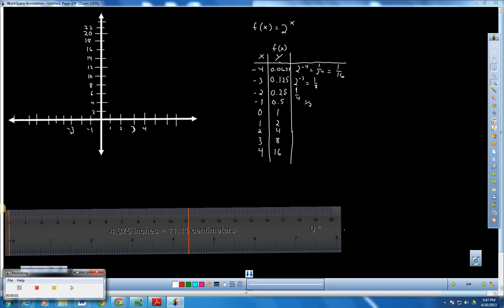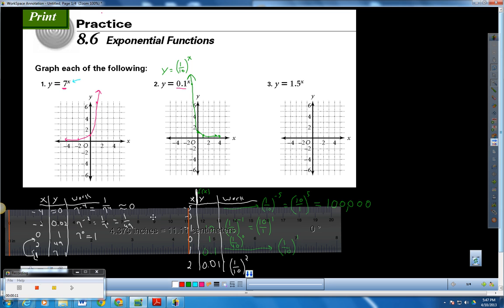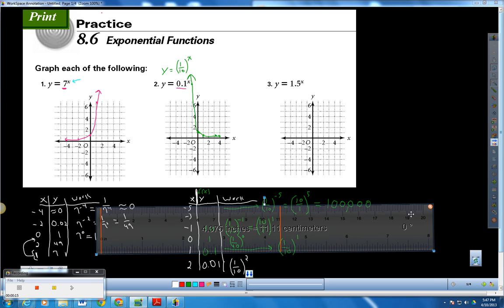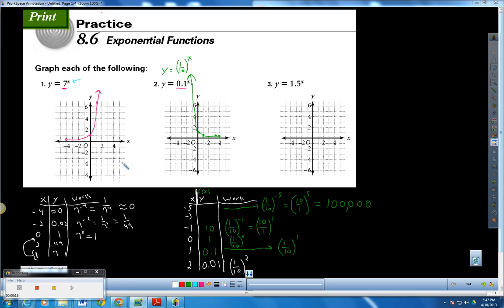Alright, Mr. Claxton's Algebra 1 CP, Algebra 1, or Algebra 2 CP for that matter. We are graphing exponential functions again. I have graphed these two so far. Let me go ahead and delete that ruler there. I was trying to use that to draw a straight line at first.